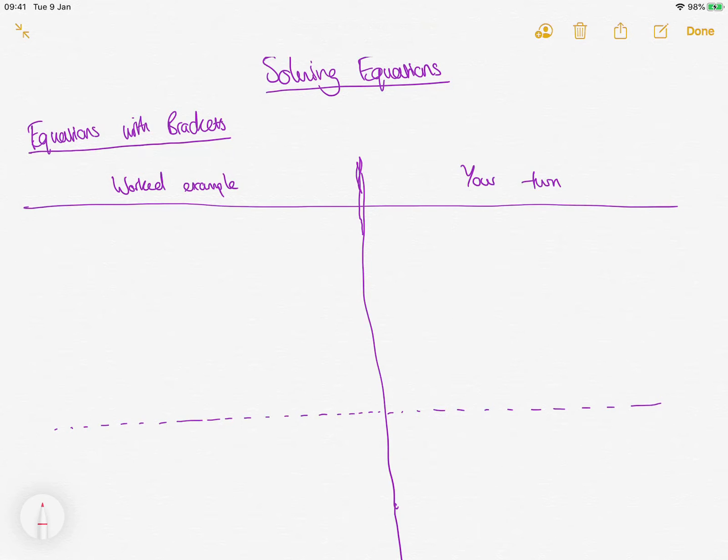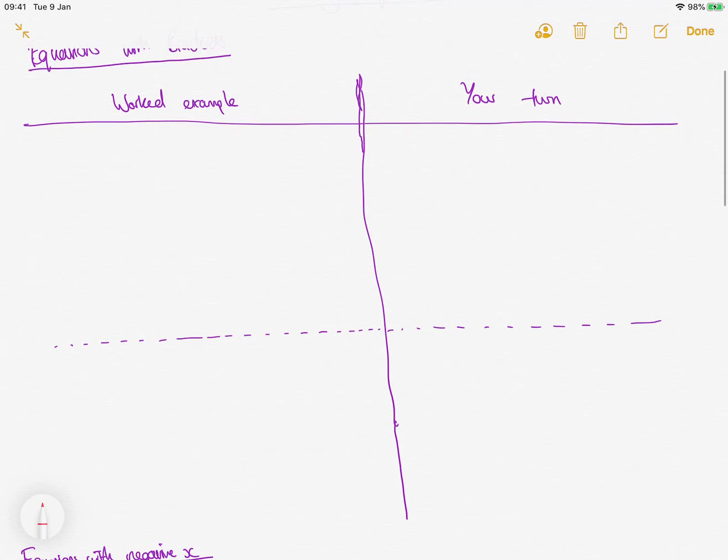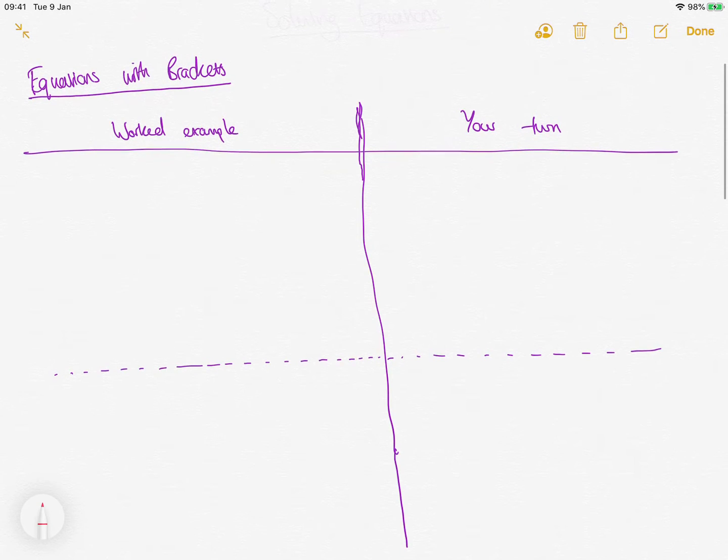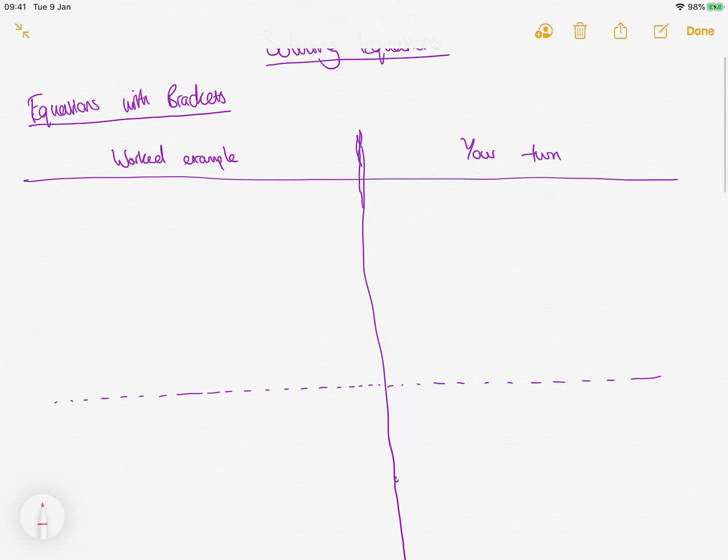Hello, today we are going to revise solving equations, so make sure you get that title down in your book, and then I'm going to do a worked example, then it'll be your turn. There's actually two methods I'd like to go through. We're going to start off with equations with brackets.